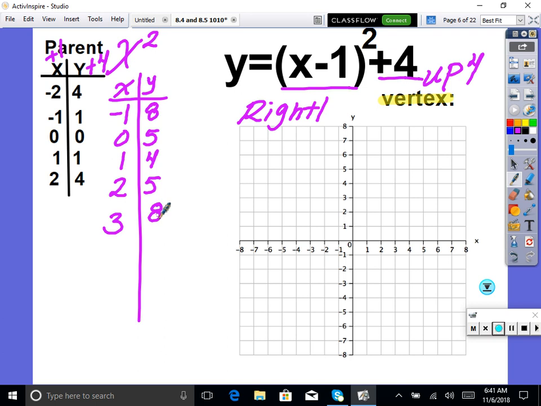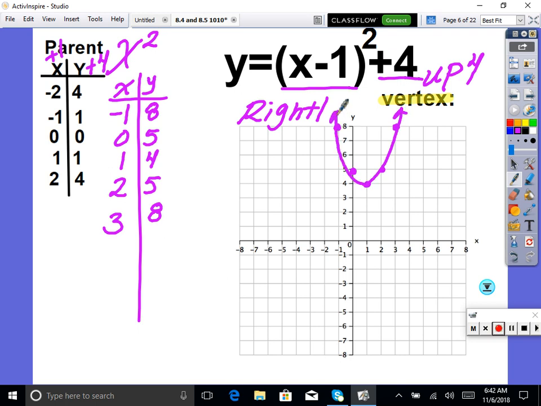Then you're just plotting points. Over negative 1 up 8, check. Over 0 up 5, check. Over 1 up 4, done. Over 2 up 5, done. Over 3 up 8, and done.